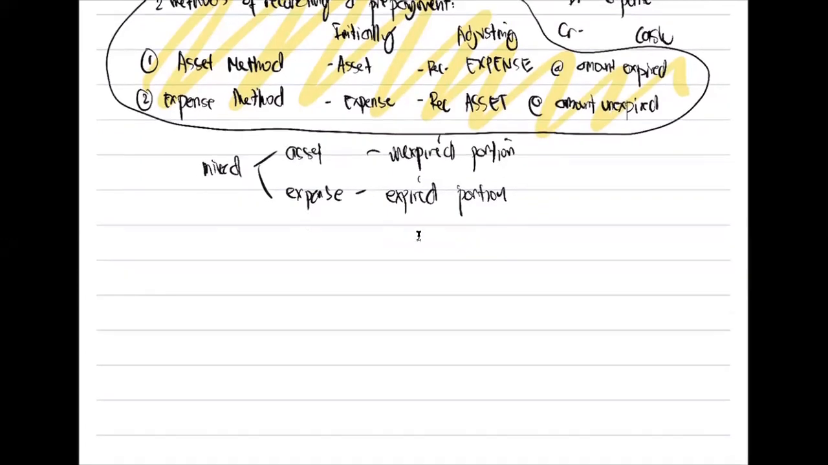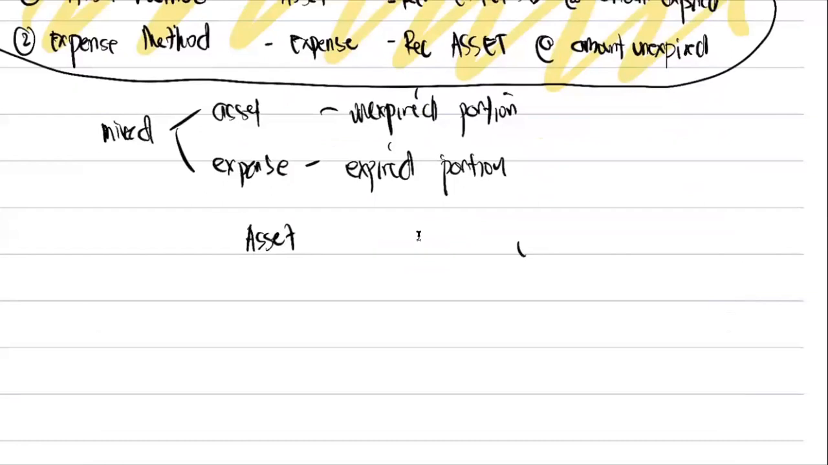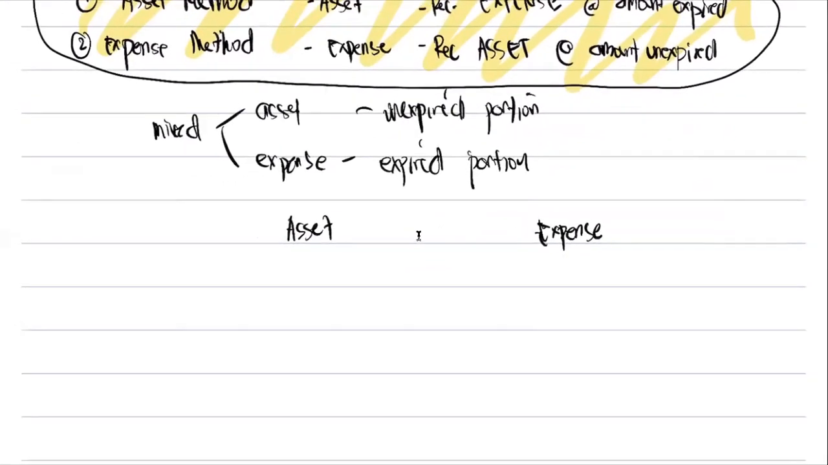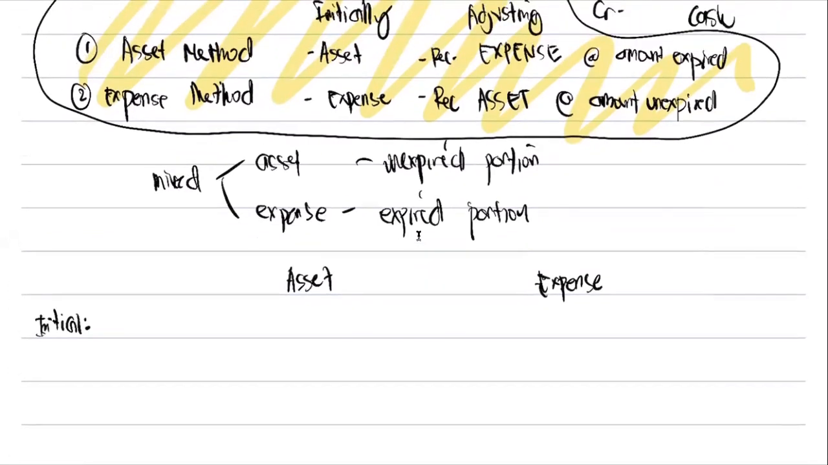Okay, so let's have our pro forma entries. So we have your asset and you have your expense method. Initially, at the time of prepayment, under asset method, what did we say we record as an asset? So we debit a prepaid asset, we credit cash. Okay. Now, going to your subsequent or your adjusting.